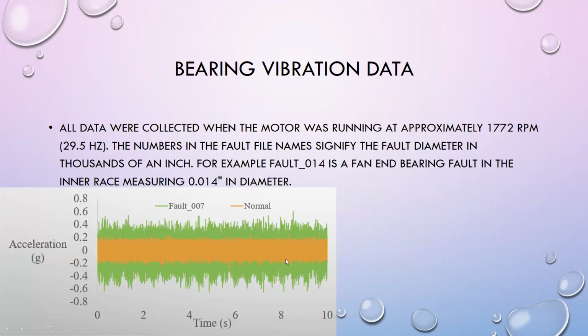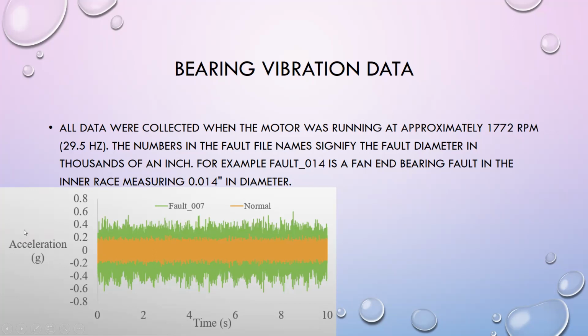So here you can see data which are extracted from an accelerometer. The green one is for the fault 007 and the normal one is the orange diagram. This is for 10 seconds. As you can see, in only 10 seconds, we have a lot of data and a vast amount of information. And this is the acceleration, as you see.